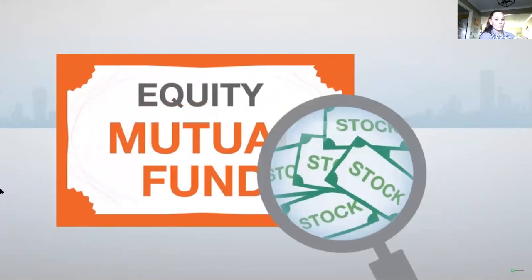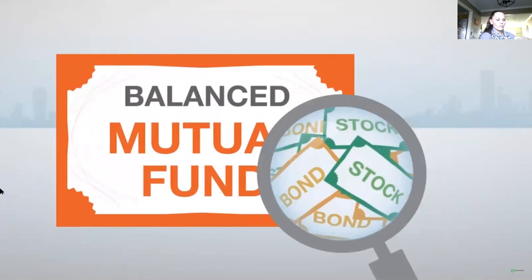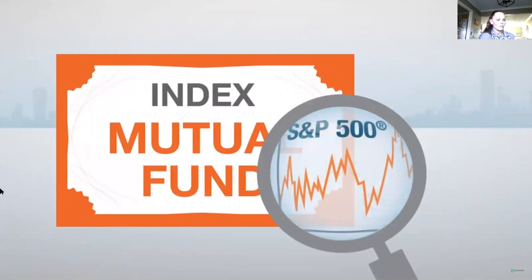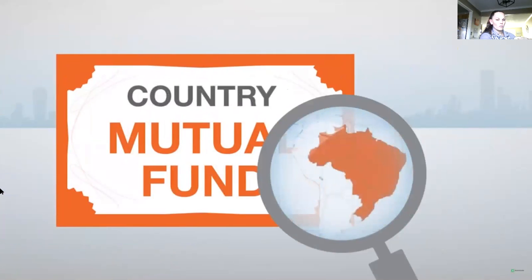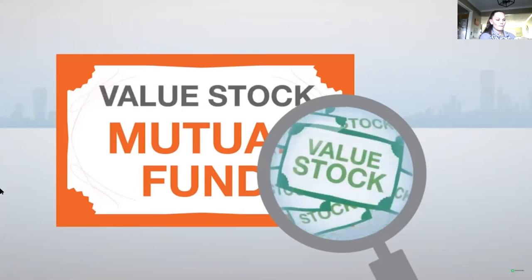For example, equity funds buy stocks, fixed income funds buy bonds, and balanced funds buy both. Some mutual funds may invest in a whole index, while some others focus on stocks of a certain country or market sector. Certain funds have different objectives as well. Some may look for riskier stocks in growing industries, while others will invest in more stable companies.